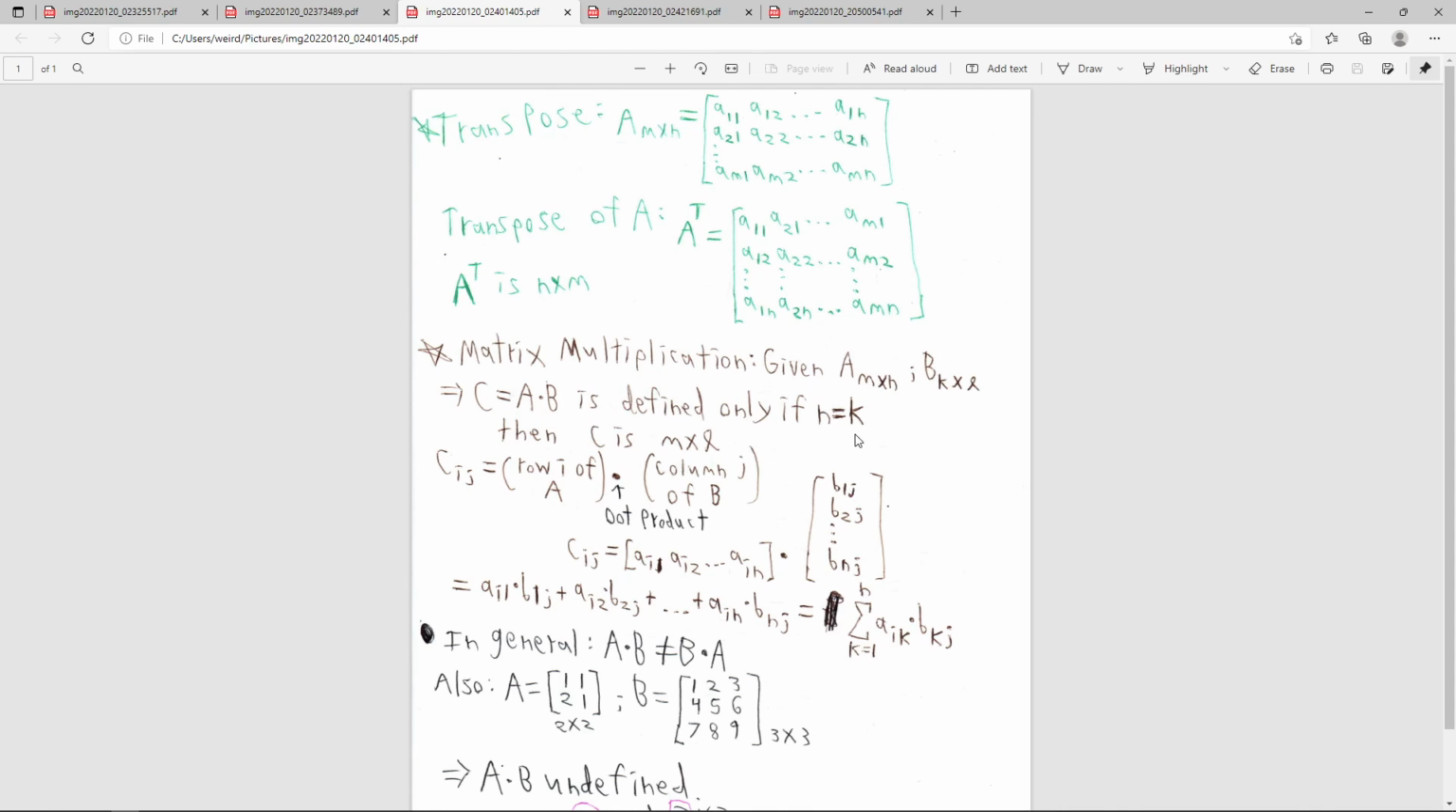A times B is defined only if n and k are the same, n equals k. That means row times column: the number of columns of A is the same as the number of rows of B, because it's row by column, row by column. So A has m rows, n columns, and B has k rows and l columns, where l is a cursive l. And C will be m rows, l columns, if that's the case, if n equals k.